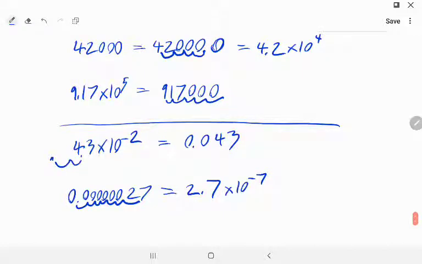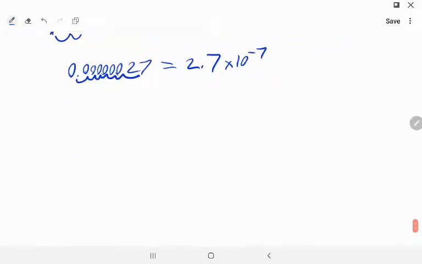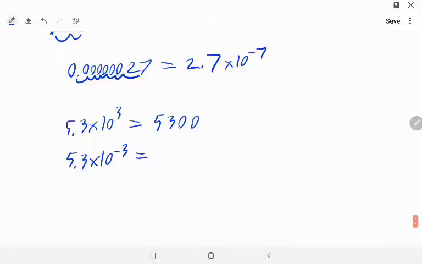So a lot of this just takes practice. Just to compare, if we take 5.3 times 10 to the third, that would give us 5300. But 5.3 times 10 to the negative third would give us 0.0053. We're just counting those 3 decimal places this way. So we'd have to move 1, 2, 3 to the right, and so we get 5.3 times 10 to the negative third.